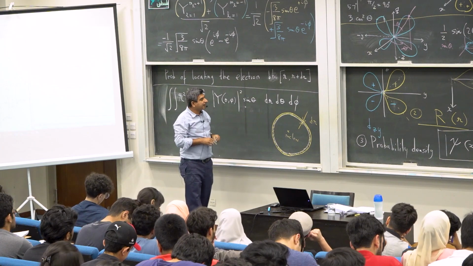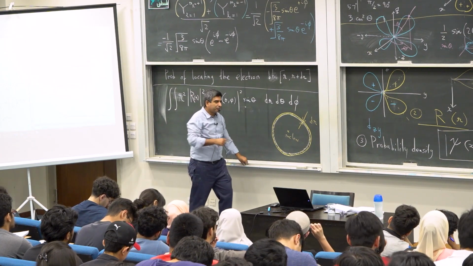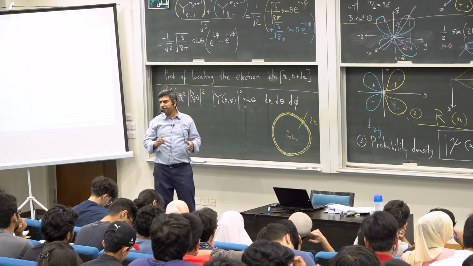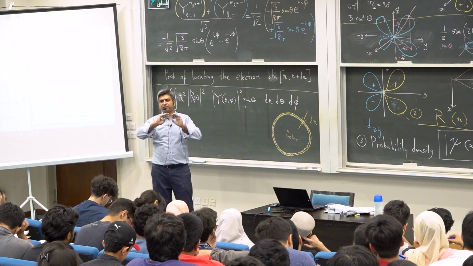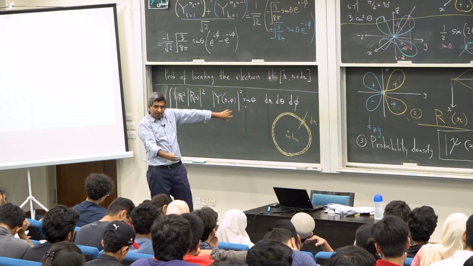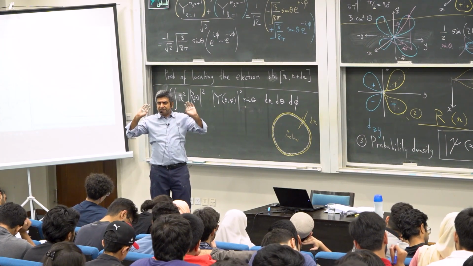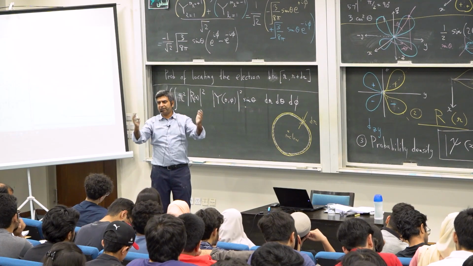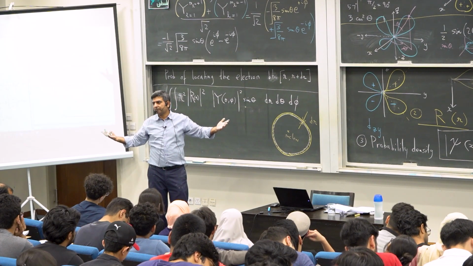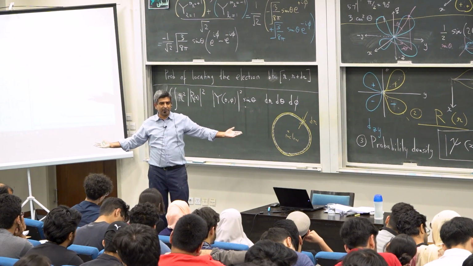Now if I want to find the probability of locating the electron in this shell, do I care about theta and phi? I really need to integrate over all possible values of theta, which means I need to go around in the circle, and all possible values of phi. So my answer is independent of theta and phi. My answer subsumes all theta and phi. I want to average out theta and phi.